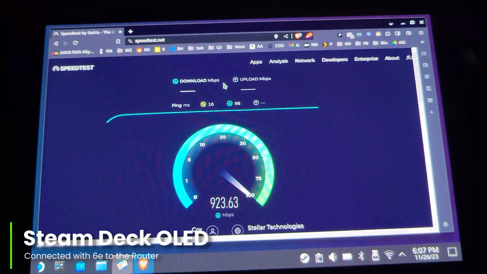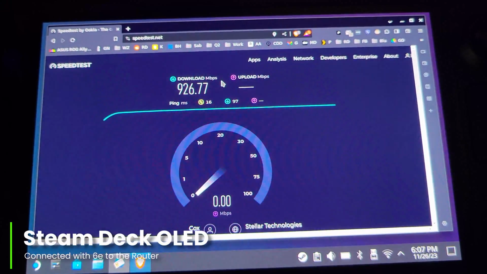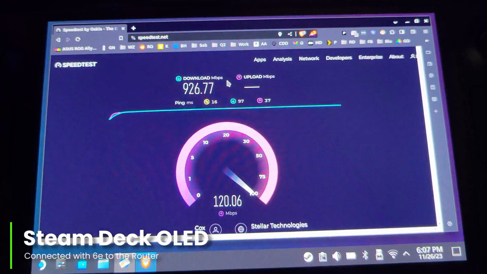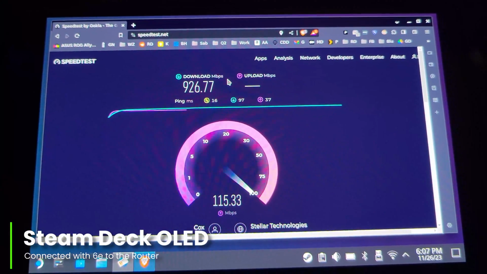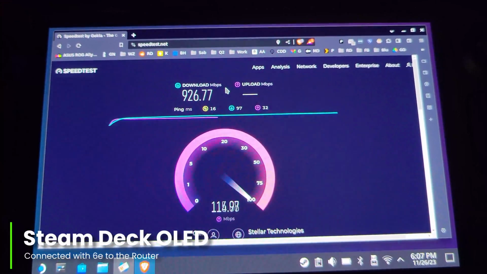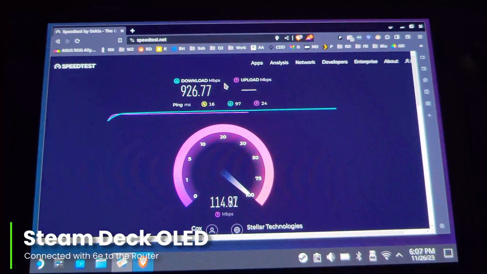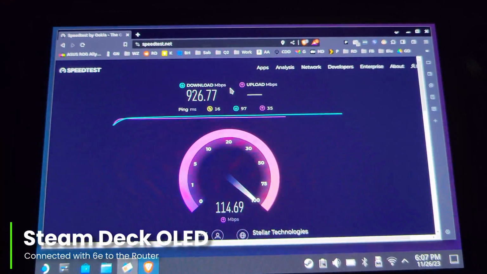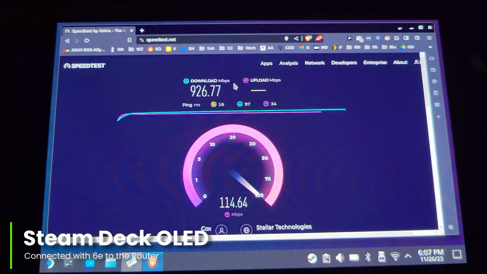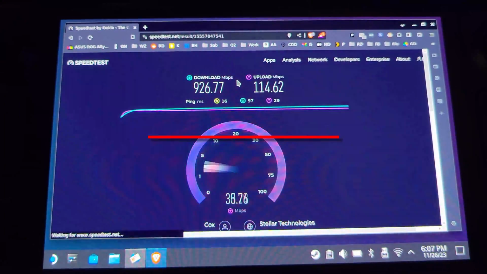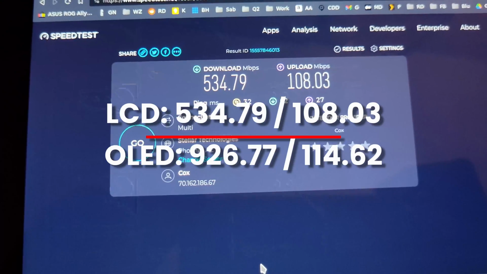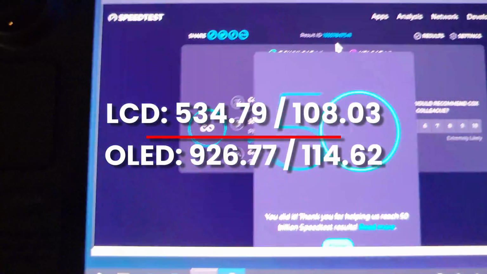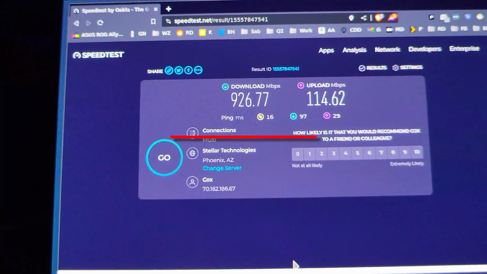Unbelievable. Now, this is a controlled speed test, right? It doesn't really dictate how fast you're gonna download Steam games. There's all sorts of things in between there. But when you're looking at raw speed tests, 926, unbelievable. And we're even getting a little something extra out of our upload speed as well. There we have it. 926 versus 534, 108 versus 114.